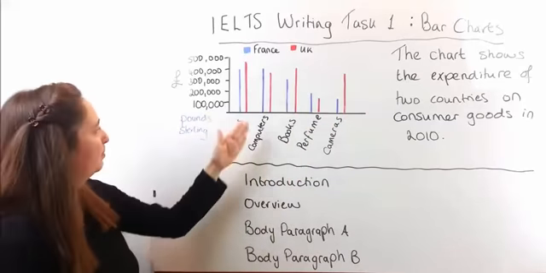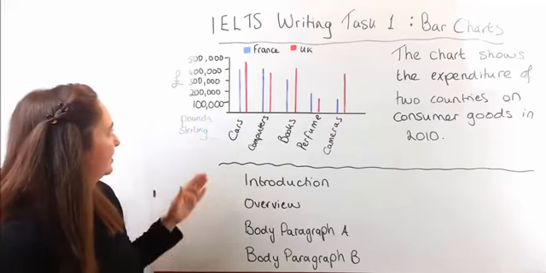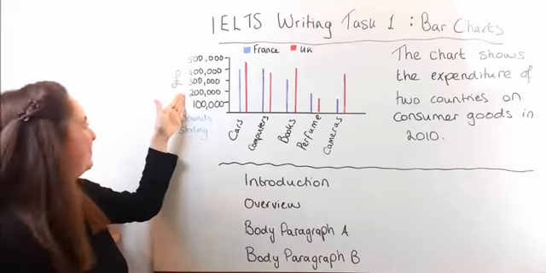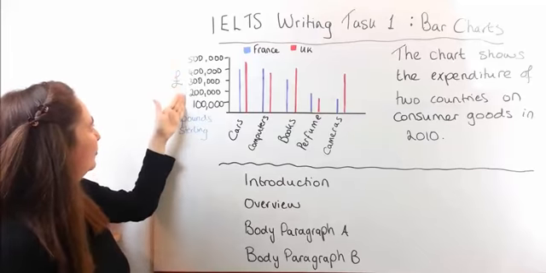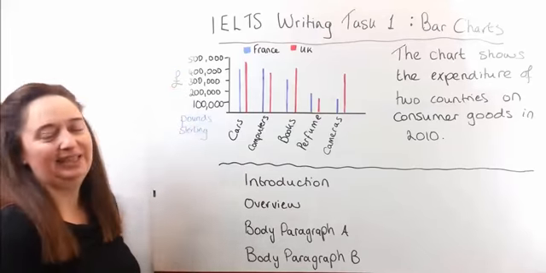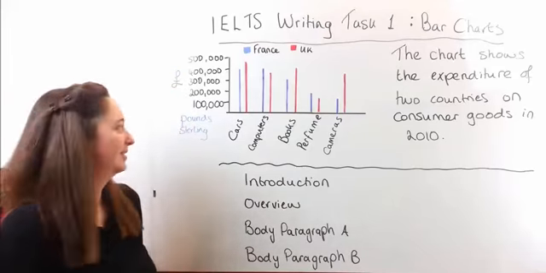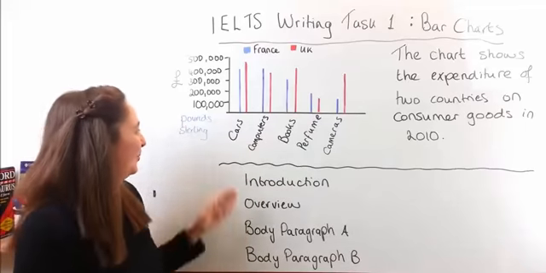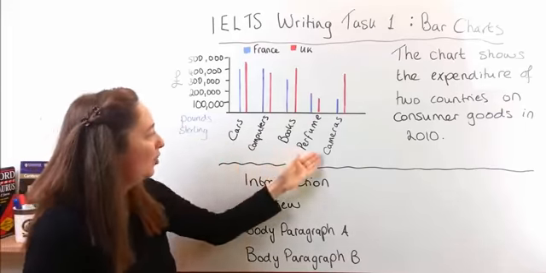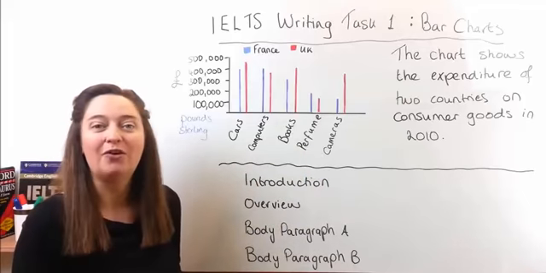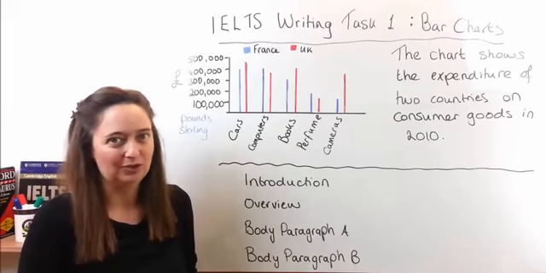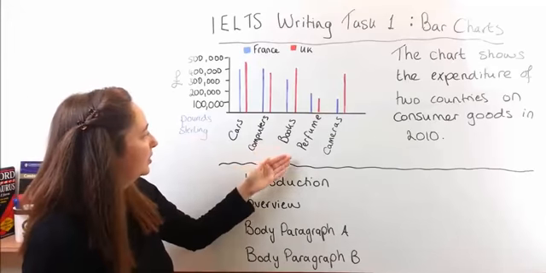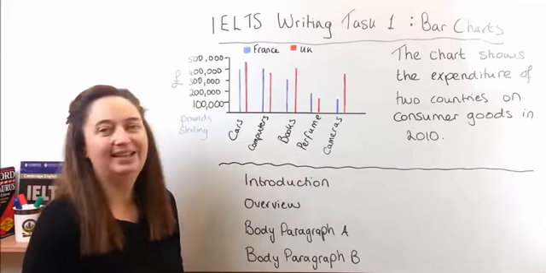Now, when we look at the bar chart, we can see that down the vertical axis, so at the side, we've got all the different amounts of money that the 2 countries spend. Along the bottom, that's the horizontal axis, we've got all the different types of consumer goods. So we've got 5 different types of consumer goods. We have cars, computers, books, perfume, and cameras.